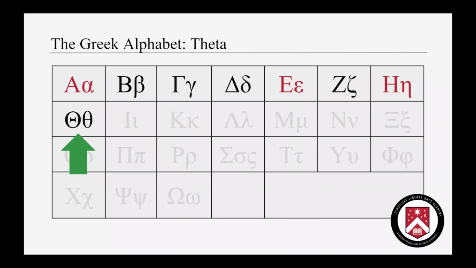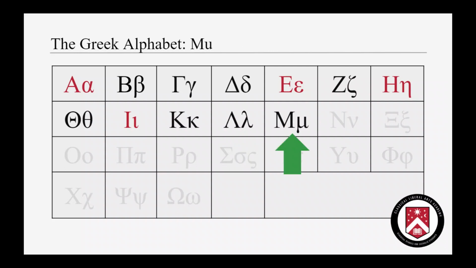Theta, theta. Iota, iota. Kappa, kappa. Lambda, lambda. Mu, mu. Nu, nu.